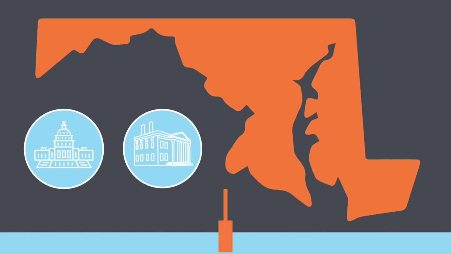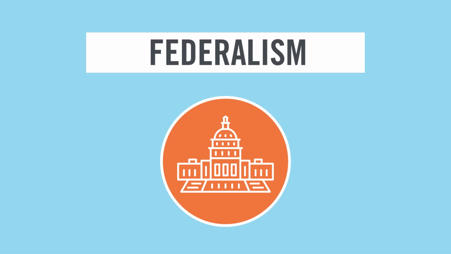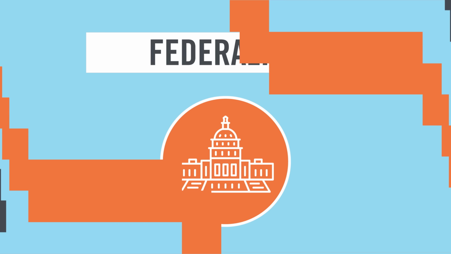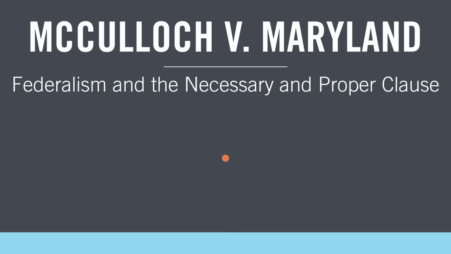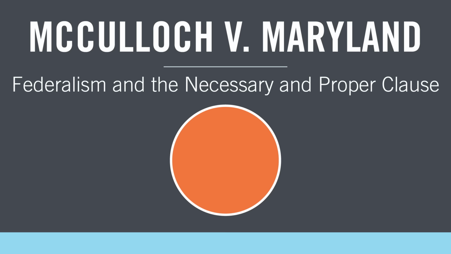This case further defined federalism within the United States, as the federal government gained more power from the court's decision. This case is important to understand, as our nation still faces many issues that deal with federalism and the Necessary and Proper Clause. These include healthcare, the legalization of marijuana, the Second Amendment, immigration, and LGBT issues.